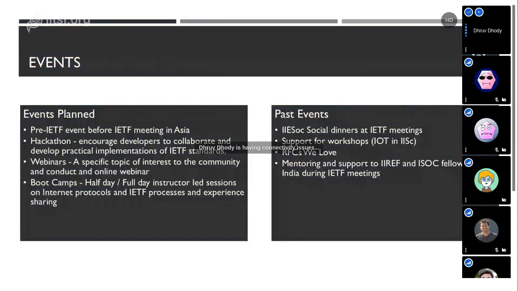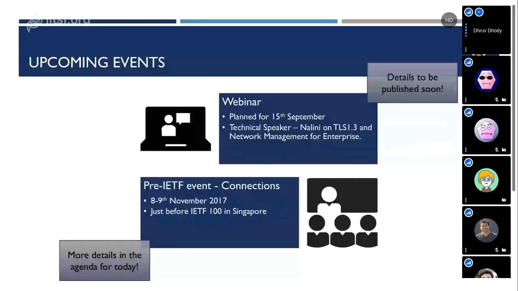We have also helped in various other workshops, such as the IoT workshop in ISC. We do one meetup called RFCs We Love, which just happened last week, where we talked about WebSockets, which was very interesting. And we have been mentoring the new fellows who come to IETF as a part of various fellowship programs. We are also starting a webinar, and Connections, which is our pre-IETF event. I will talk about it a little bit more in the next set of slides.